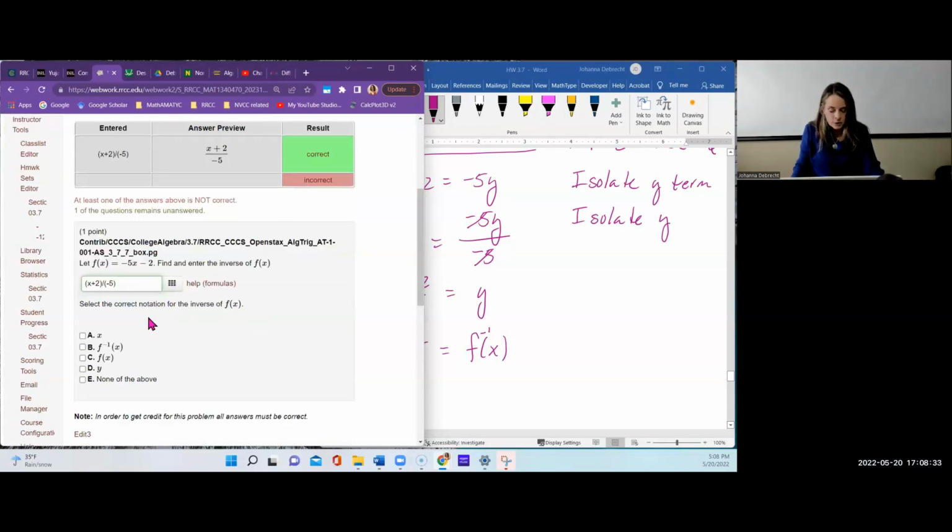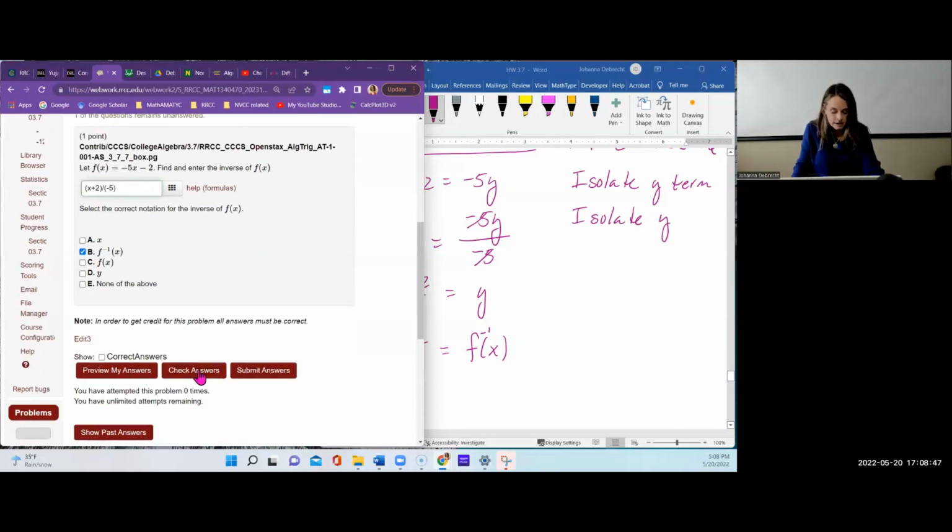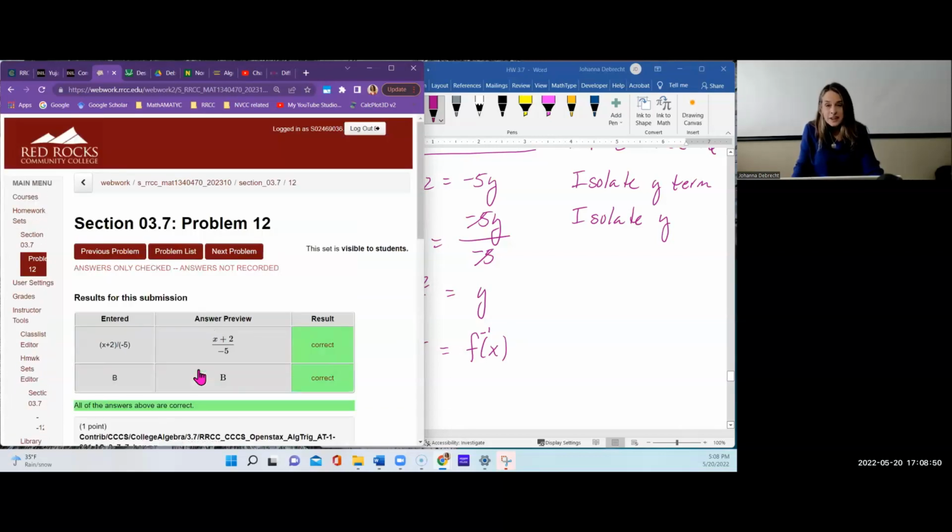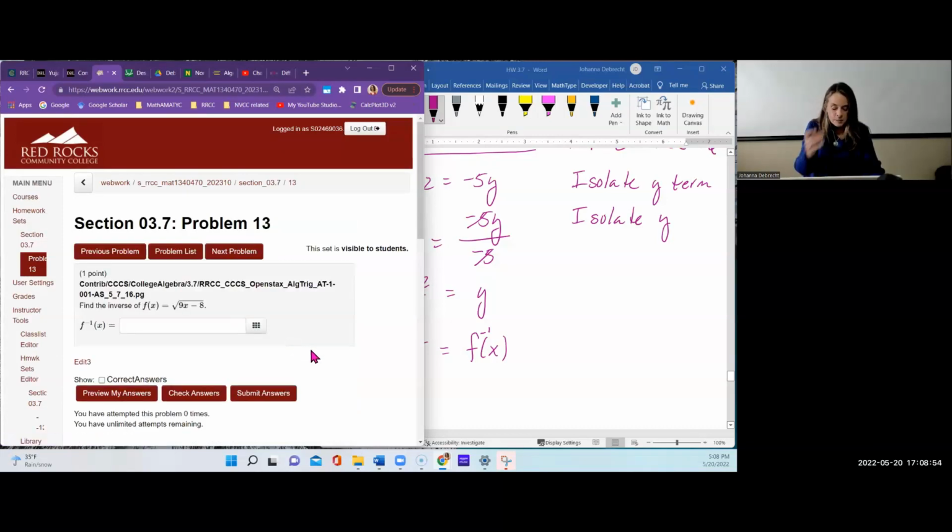Now it wants to know the correct notation for the inverse of f of x. I know it is a function because it was a slanted line originally, and those are always one-to-one. So the correct notation is f inverse of x. Now let's check. Two green checks.